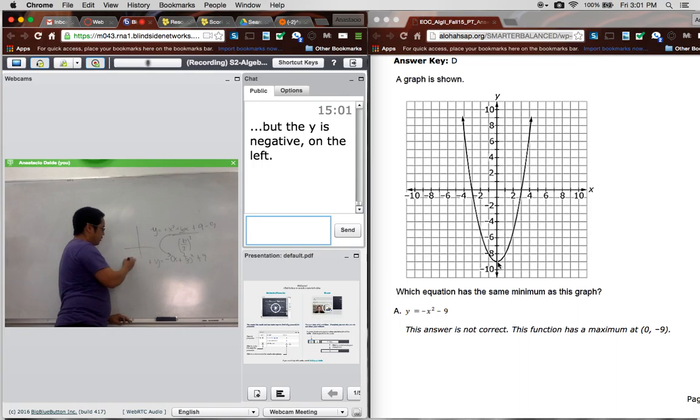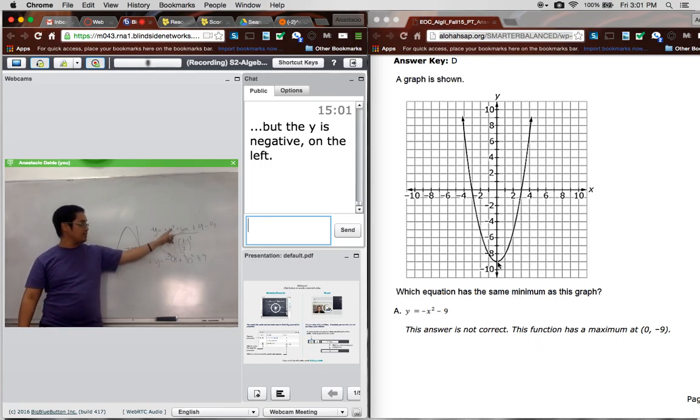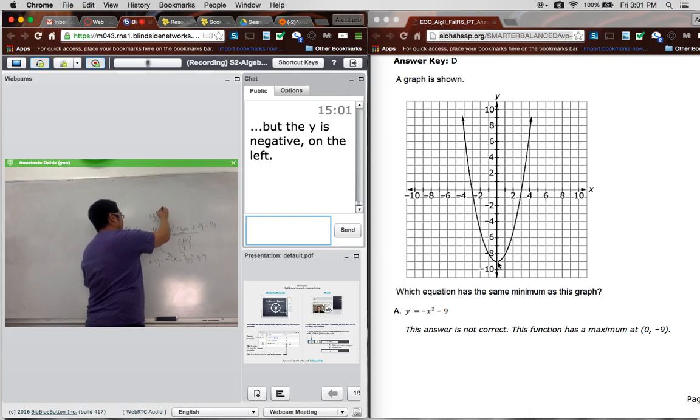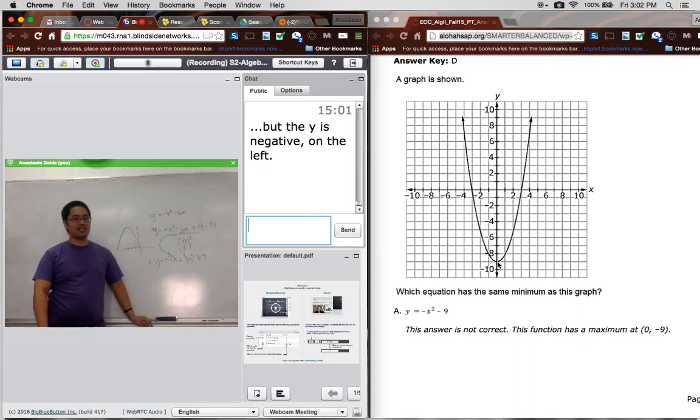Here's what my graph would look like. Flipped over, left 3, 1, 2, 3, something like that. Try Desmos this. y equals negative x squared minus 6x. Desmos that, and you'll see that I actually got pretty close.